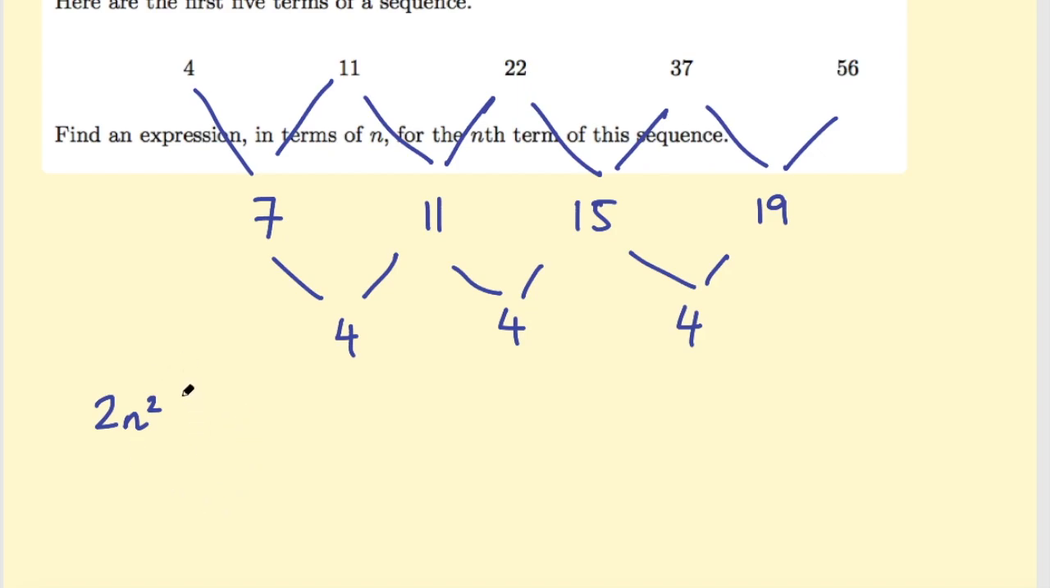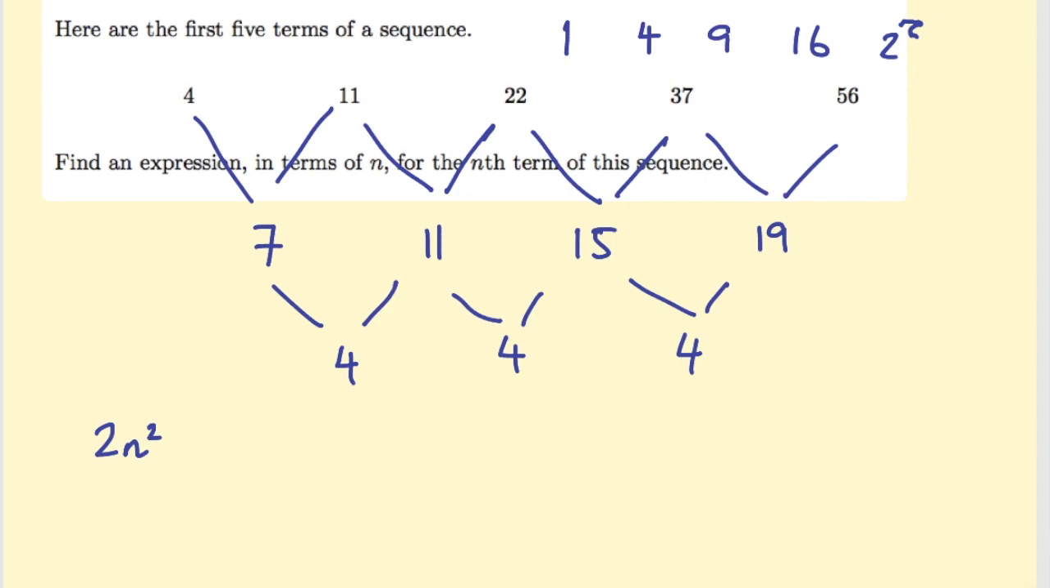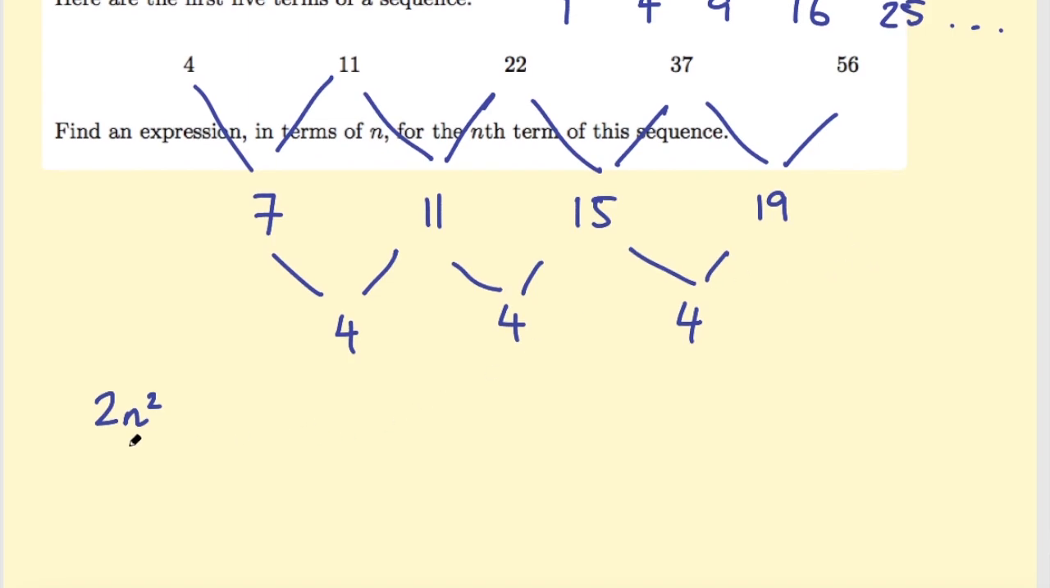The next step is to write out the sequence for 2n squared and compare it to your original sequence. So if you take, starting at 1, the natural numbers and plug them into 2n squared, remember the square numbers go like this: 1, 4, 9, 16, 25, and you can go on and on. But if you're multiplying each of those by 2, you get 2, 8, 18, 32, and 50.